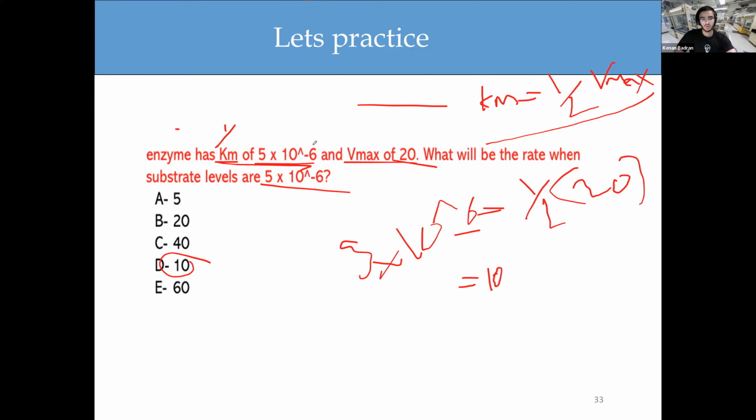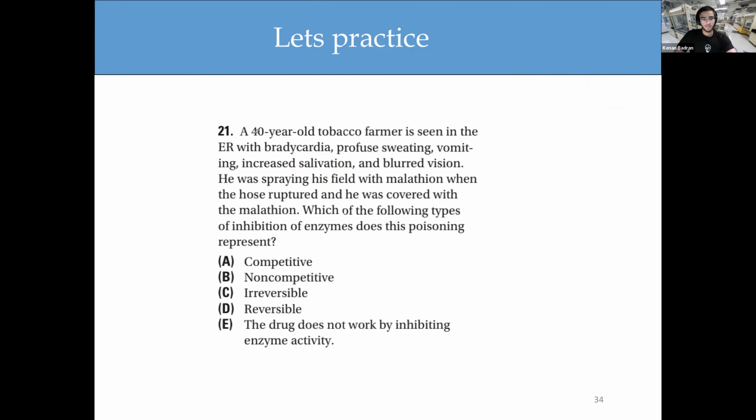Okay? Now, to the next question. Let's look. A 40-year-old tobacco farmer is seen in the ER with bradycardia, profuse sweating, vomiting, increased salivation, and blurred vision. He was spraying his fields with malathion when the hose ruptured and he was covered with malathion. Which of the following types of inhibition of enzymes does this poisoning represent? A, competitive, B, non-competitive, C, irreversible, D, irreversible, E, the drug does not work by inhibiting enzyme activity.